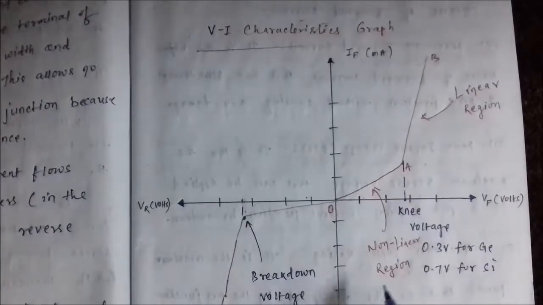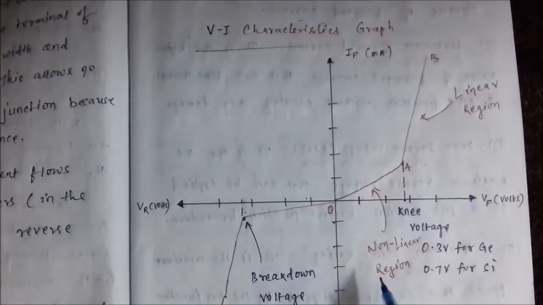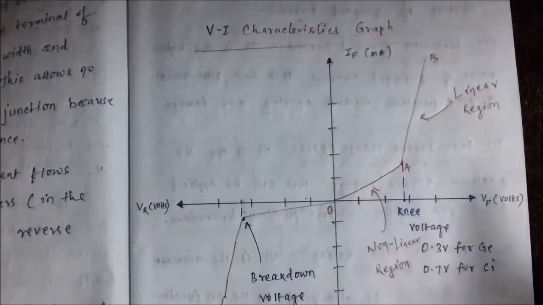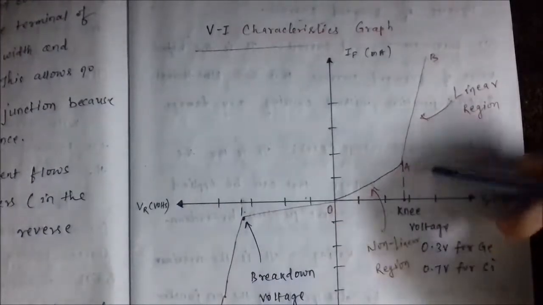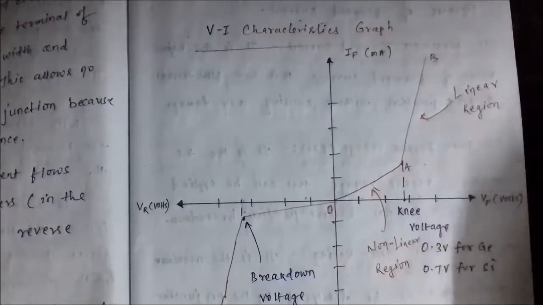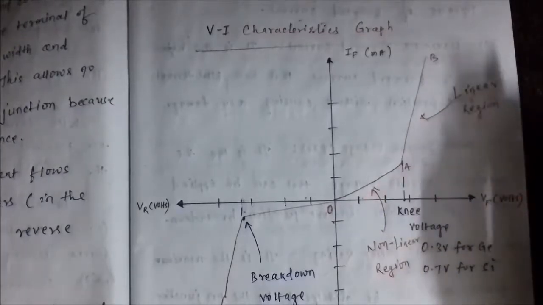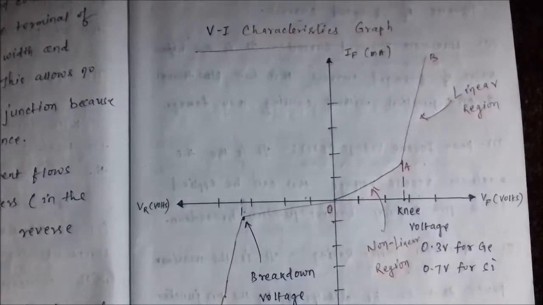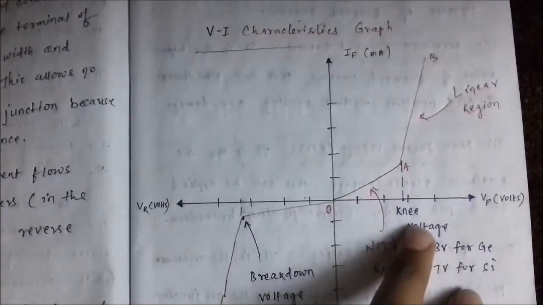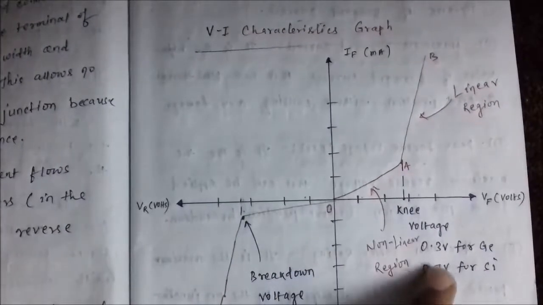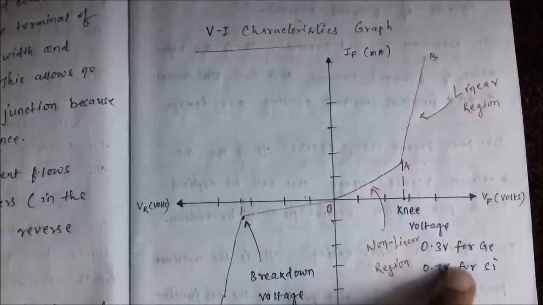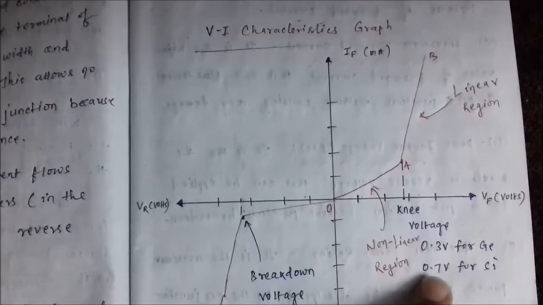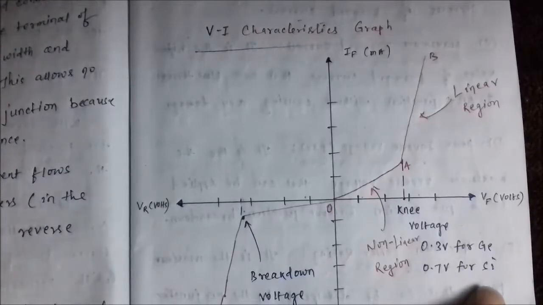So this region O, A exhibits non-linear behavior. Beyond A, that is from A to B, it exhibits ohmic characteristics, a linear region. Now this value of knee voltage is generally 0.3 volt for germanium and 0.7 volt for silicon.